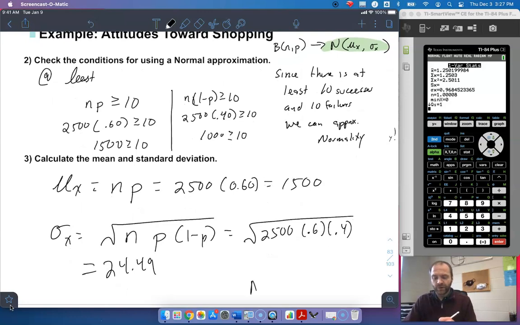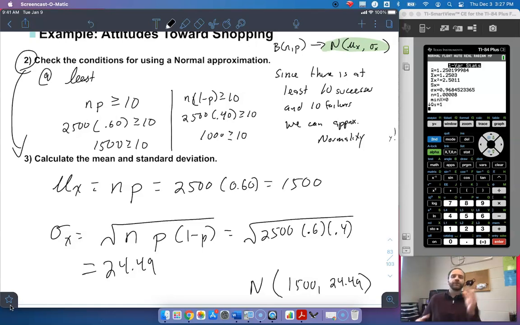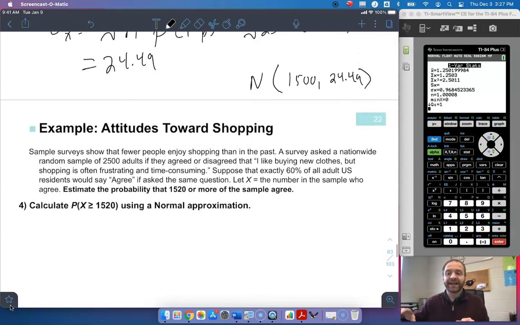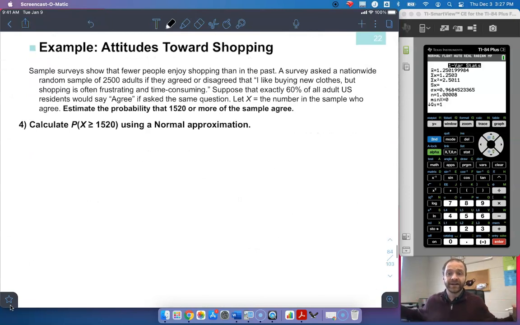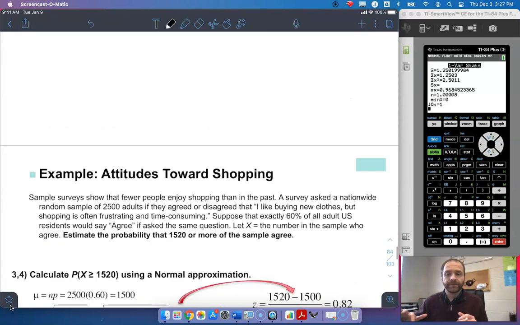So now I know this. I know I have a normal. We did that on number 2. I know the mean is 1,500, and I know the standard deviation is approximately 24.49. So 2 and 3 allowed me to do this. I can now, if I know it's normal, and I know my mean, I know my standard deviation, I can go ahead and calculate it like I normally would. So here we go. It's going to take some time.